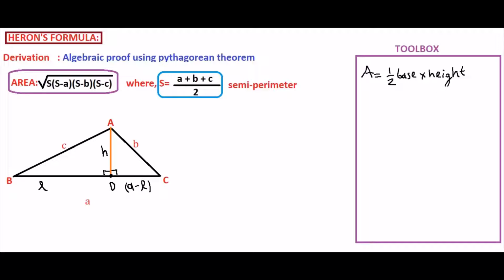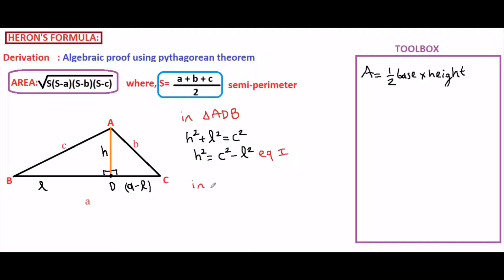Now, in triangle ADB, we can apply the Pythagorean theorem, which is h squared plus L squared equals c squared, the hypotenuse of triangle ADB. And if we solve for h squared here, h squared will be equal to c squared minus L squared. Let's call it equation 1.